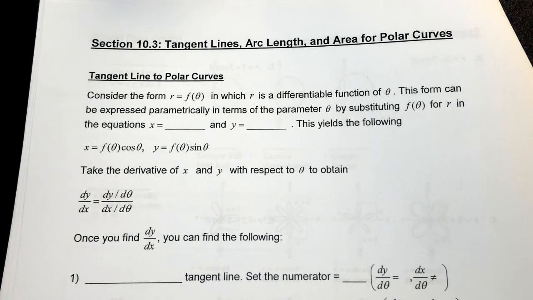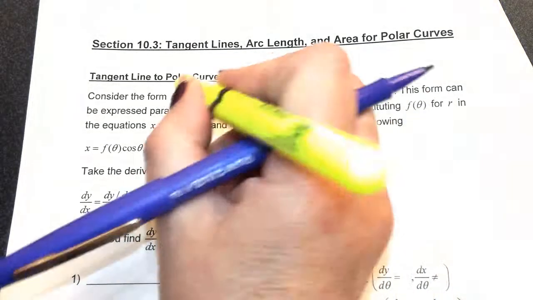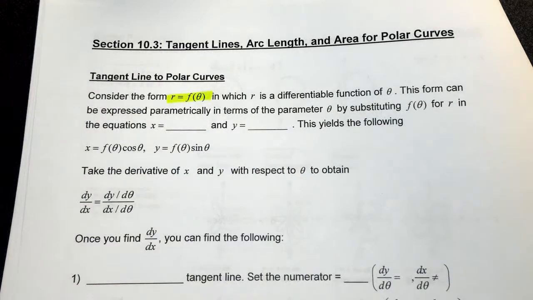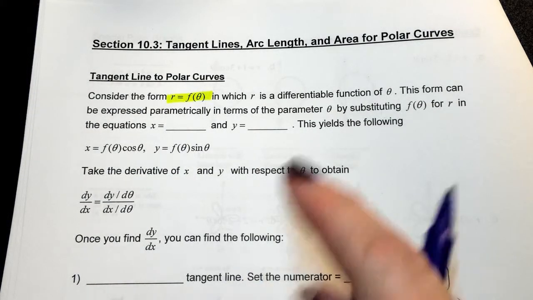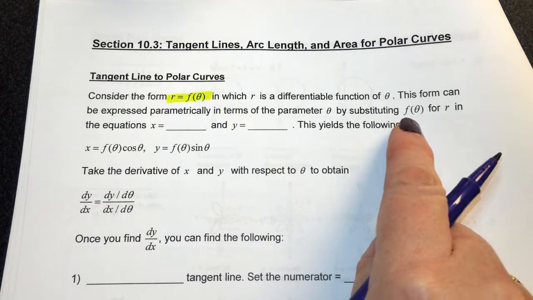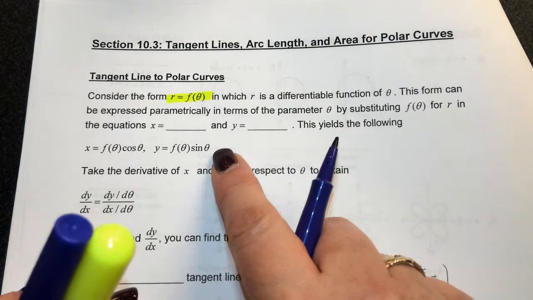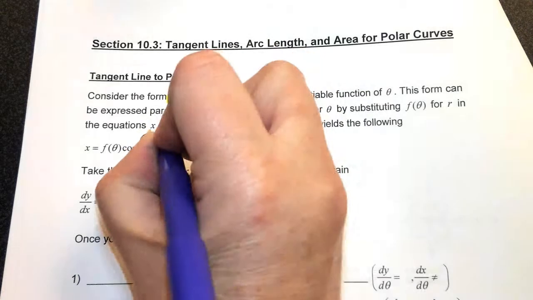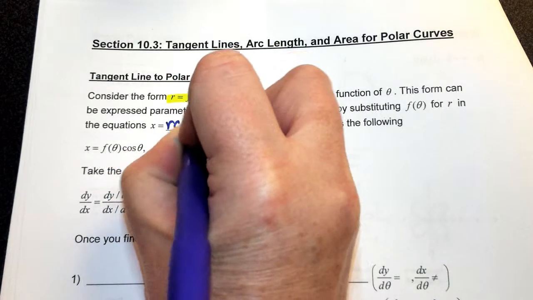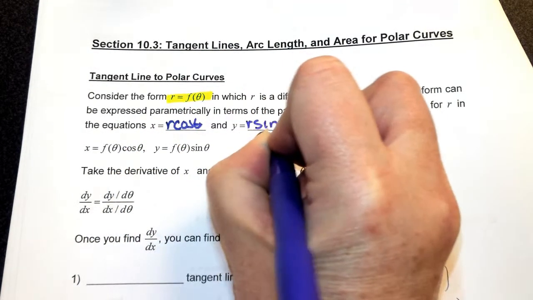So when we are talking about polar equations, we are looking at equations in the form of r equals f of theta, where r is a differentiable function. We can express this form parametrically in terms of the parameter theta by substituting f of theta in for r. Remember, in polar we have x is equal to r cosine theta, y is equal to r sine theta.